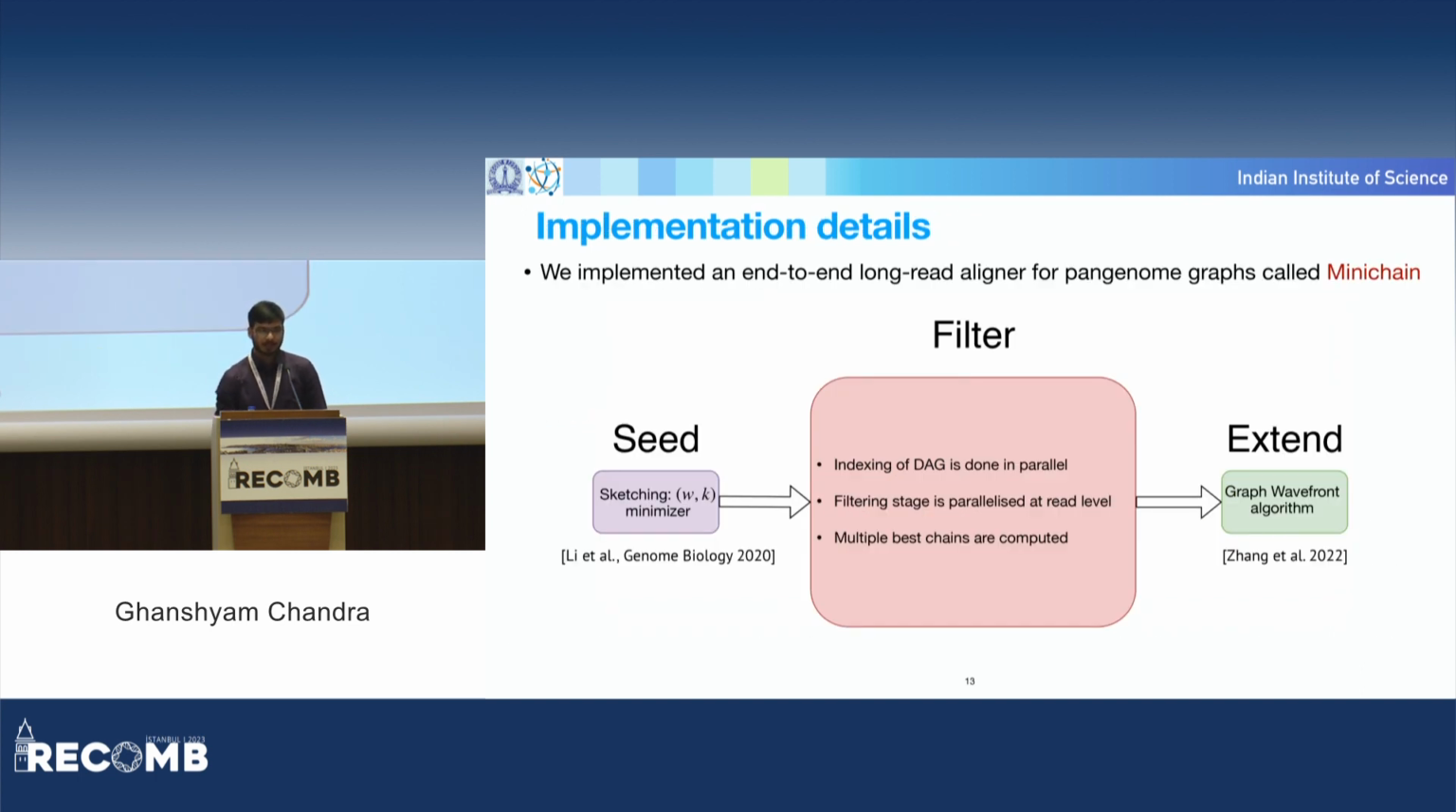Till now we have talked about the algorithm and theoretical numbers. Let's talk about the implementation details. So minichain is an end-to-end long-read aligner to a pangenome graph, which has 3 stages. First is seed. For seed, we perform WK minimizer sketching. In the filter stage, we pre-process the DAG in parallel. We take the pre-processed DAG, and we perform the filtering or collinear chaining stage in parallel on each read. We compute multiple base chains for each read, and we push them to a graph wavefront algorithm for final base-to-base alignment.